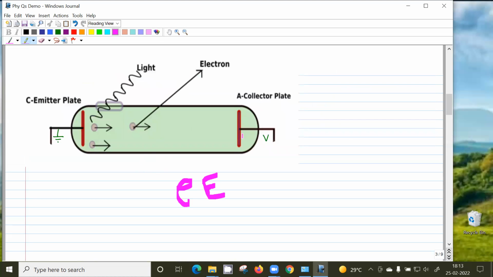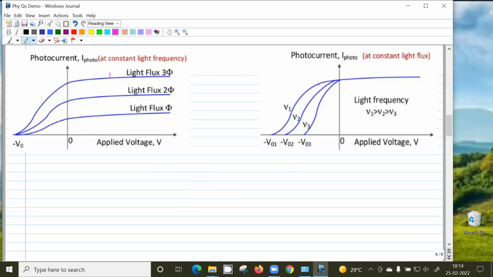If you increase applied voltage, the current increases, but after some time it will saturate, because even if you increase the electric field, if the electrons are not available, the current will saturate. With a large number of electrons, the rate at which electrons hit the collector plate increases as voltage increases. But if the number of available electrons is few, beyond that, increasing the voltage will not make a difference to the current. That's why it saturates here as you increase applied voltage.